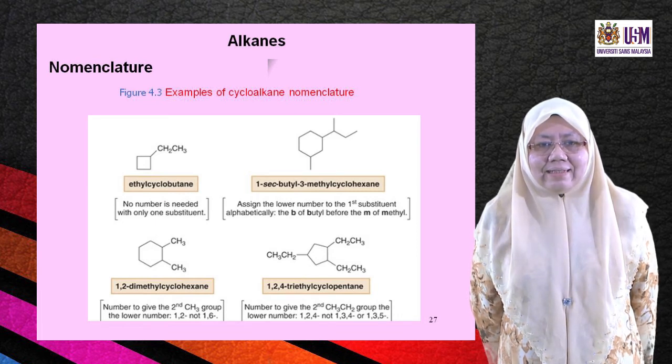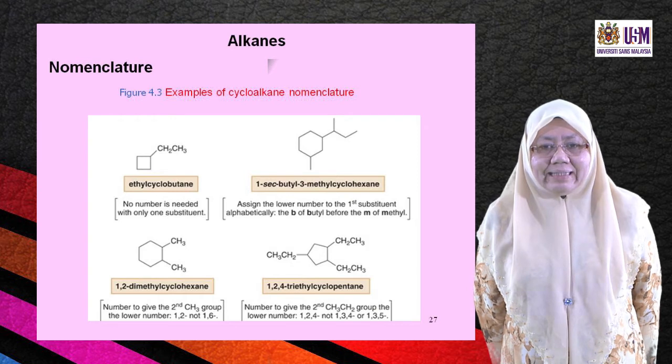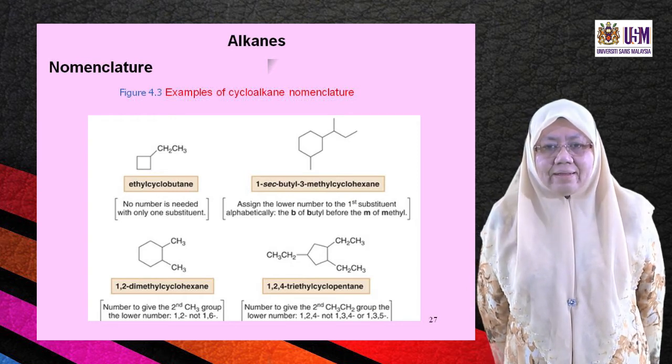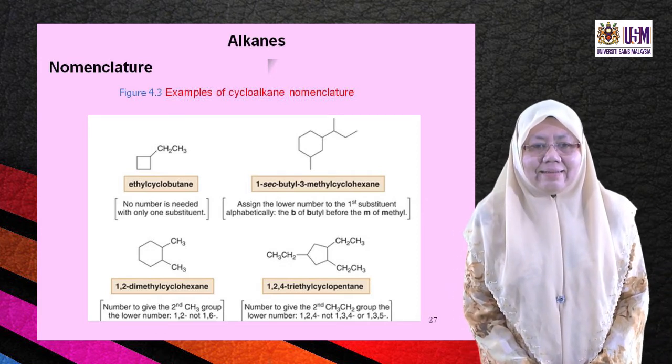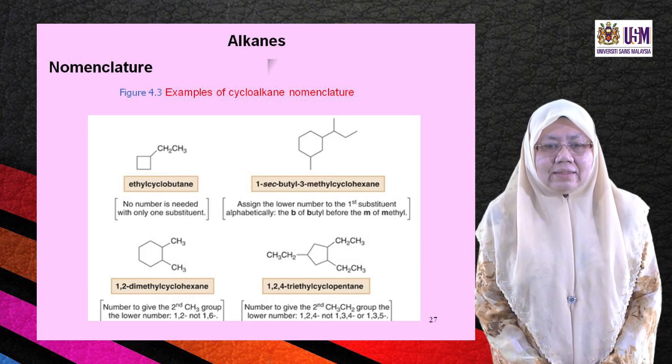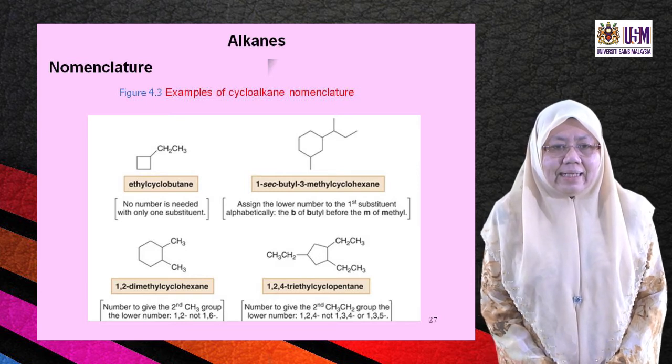In the first, we can see a cyclobutane with only one substituent, so no number is needed, and the name is ethylcyclobutane. The one on the right of it has two substituents, so we need to assign the lower number to the first substituent alphabetically, which is B, butyl, before M, methyl, and the name is 1-cyclobutyl-3-methylcyclohexane.